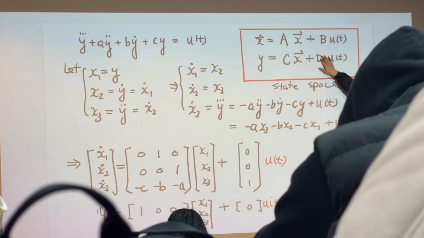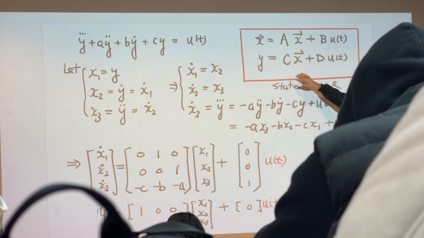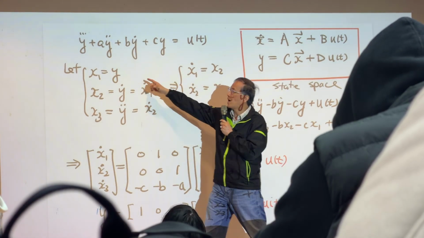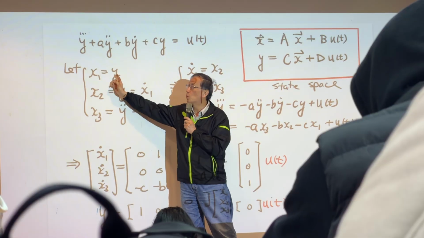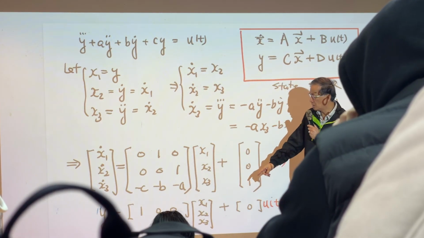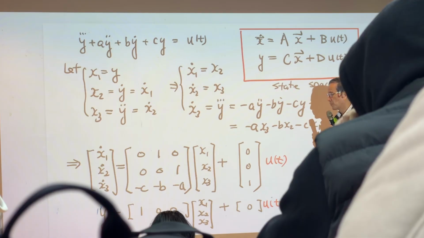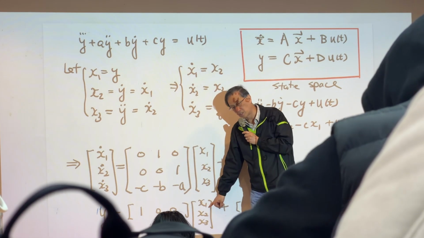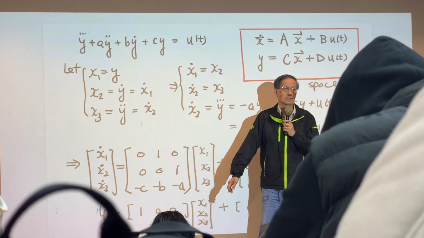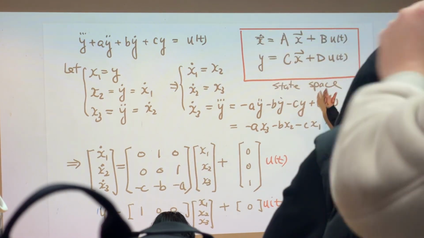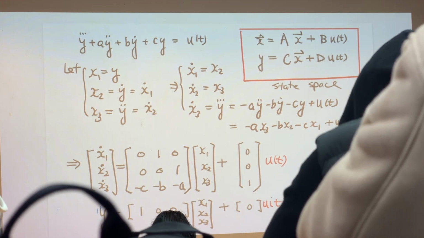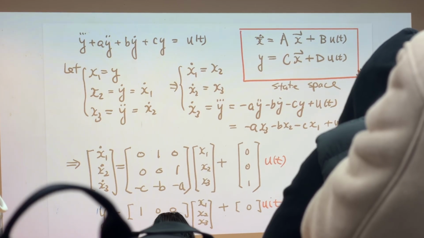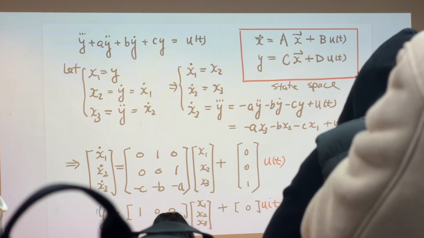A lot of times D is 0, like in this case, because y has nothing to do with u. In this case, remember we set y equals x1. So y equals x1 means C is 1, 0, 0, because 1, 0, 0 times x1, x2, x3 means y equals x1, right? Which is that equation, y equals x1. So in this case, D is 0, C is 1, 0, 0, okay? Now this is the famous state space representation for modeling control.